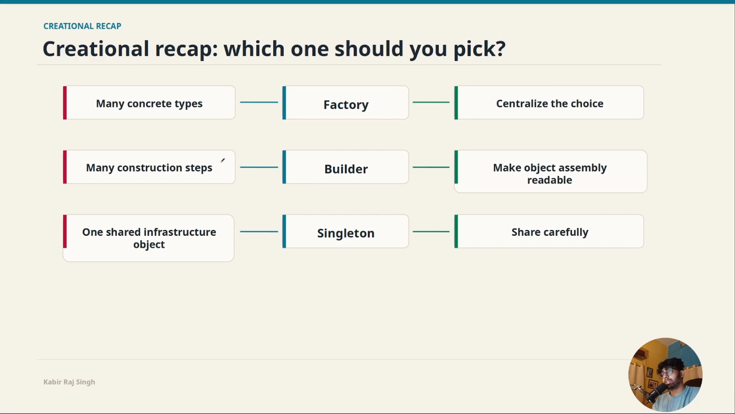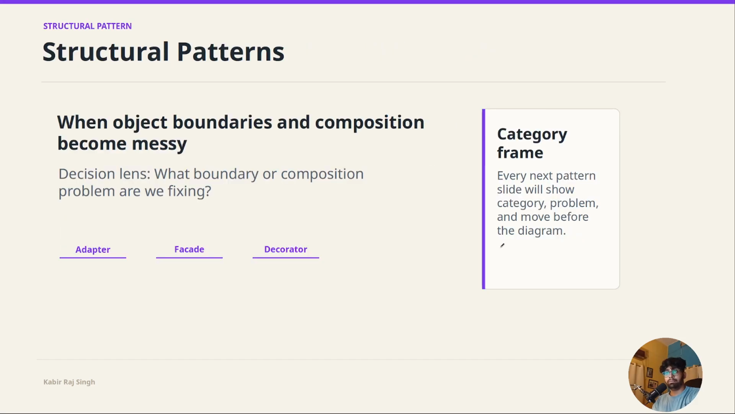When there are many construction steps, go for a builder pattern. It makes the object assembly readable. One shared infrastructure object, go for a singleton pattern, and make sure you share it very carefully.